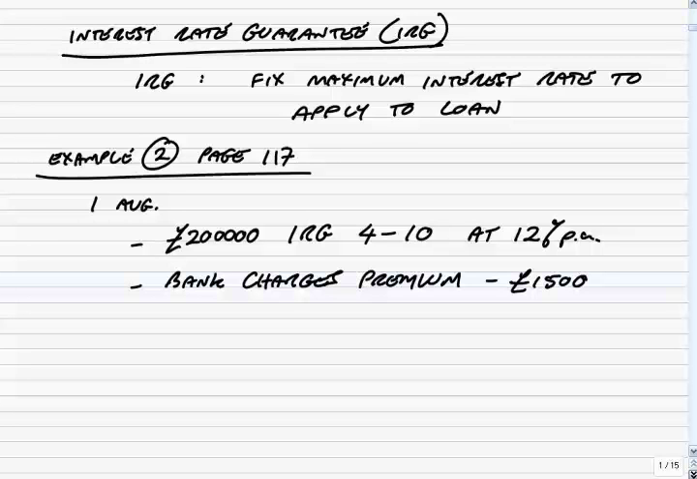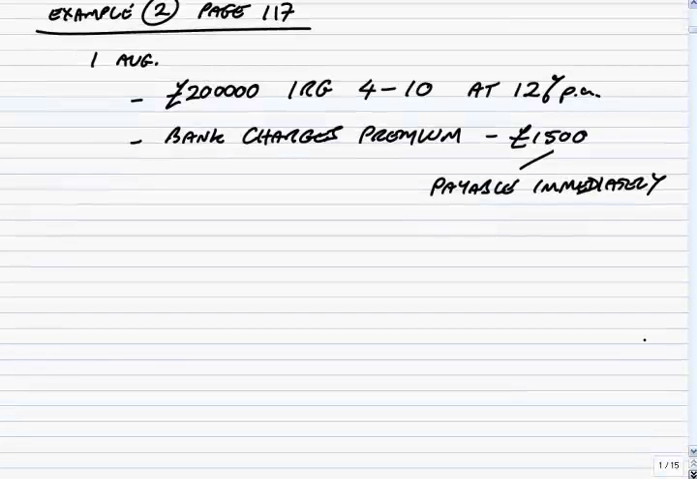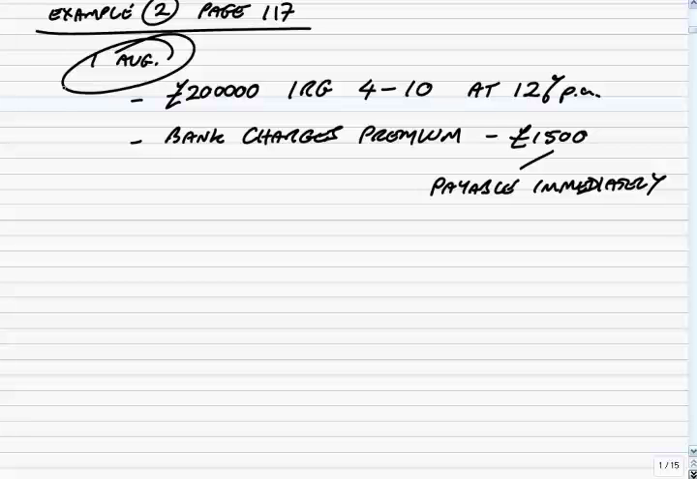If we don't like it, go to a different bank, see if they're any cheaper. But there will be a premium payable. It's payable immediately, whether or not we take advantage of this limit, of this maximum rate. Well, fine. 1st of August, we've bought the interest rate guarantee. We then wait until the date the loan starts. So the loan starts here on the 1st of December.